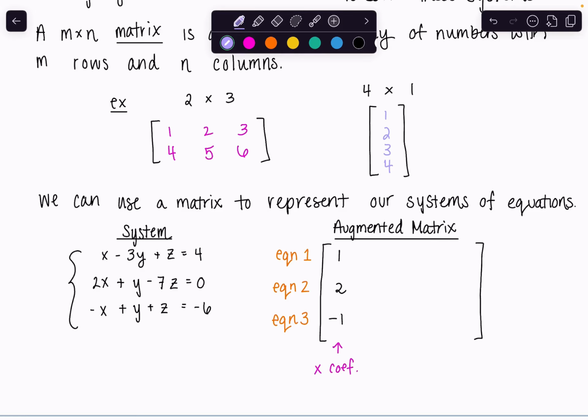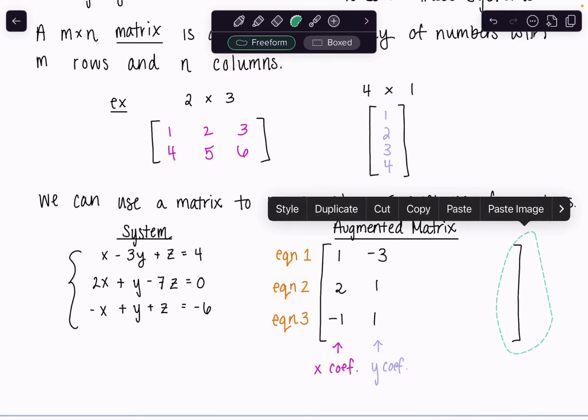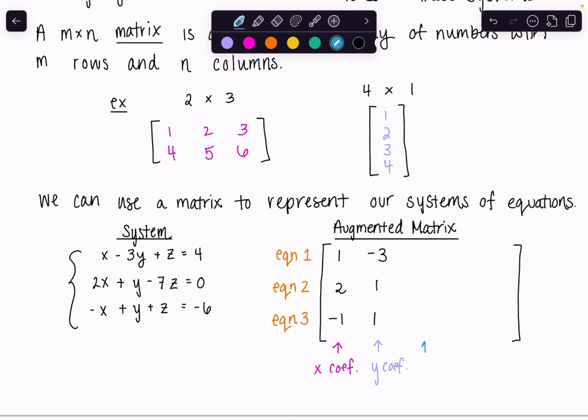In the next column, we put the y coefficients. If I look at my y values, they would be -3, 1, 1 in order. So I put -3, 1, 1. I have a little bit more room so nothing is squished in here. The next column is then going to be our third variable, which is z. Looking at my coefficients of z, that's 1, -7, and 1. So we put those in that order.